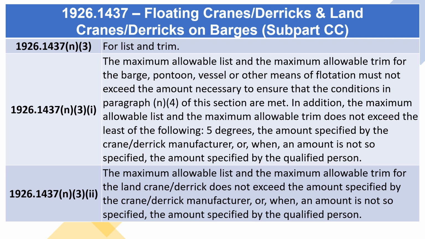In addition, the maximum allowable list and the maximum allowable trim does not exceed the least of the following: 5 degrees, the amount specified by the crane/derrick manufacturer, or, when an amount is not so specified, the amount specified by the qualified person. The maximum allowable list and the maximum allowable trim for the land crane/derrick does not exceed the amount specified by the crane/derrick manufacturer, or, when an amount is not so specified, the amount specified by the qualified person.